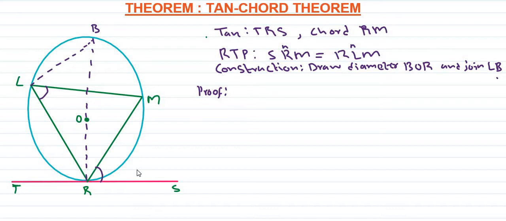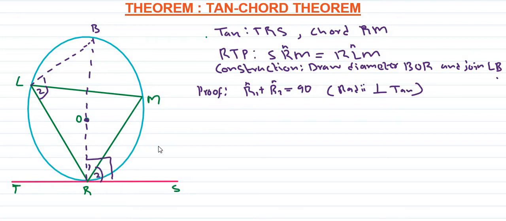Now we label the angles: R1 and R2, where R1 plus R2 make angle B R M, and L1 and L2. Angle R1 plus angle R2 equals 90 degrees, because the radius is perpendicular to the tangent. The radius is drawn from O to R, and a radius is perpendicular to the tangent, so it is 90 degrees.